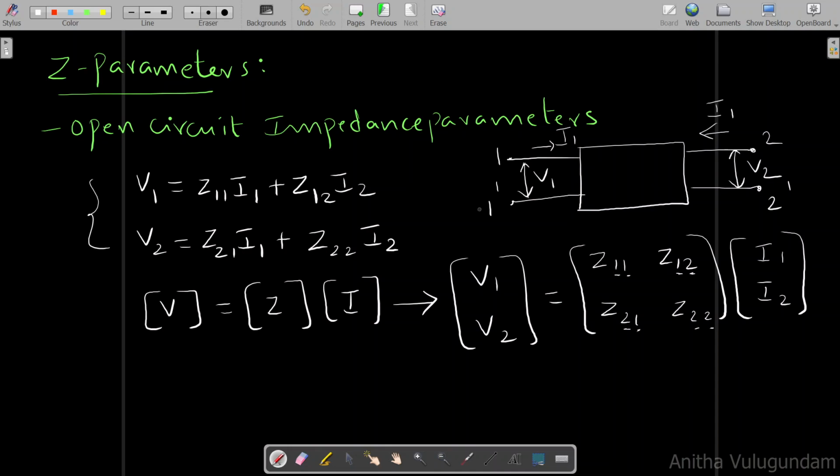We have port 1 1 dash, port 2 2 dash. Voltage across 1 1 dash is V1. Current entering into the network is assumed as I1, and voltage across 2 2 dash is V2. Current entering is considered as I2, and the equations are given by V1 equal to Z11 I1 plus Z12 I2, V2 equal to Z21 I1 plus Z22 I2. The matrix representation for the above equations can be written like this. Z11, Z12, Z21 and Z22 are called Z parameters. Let us define each and every parameter now.